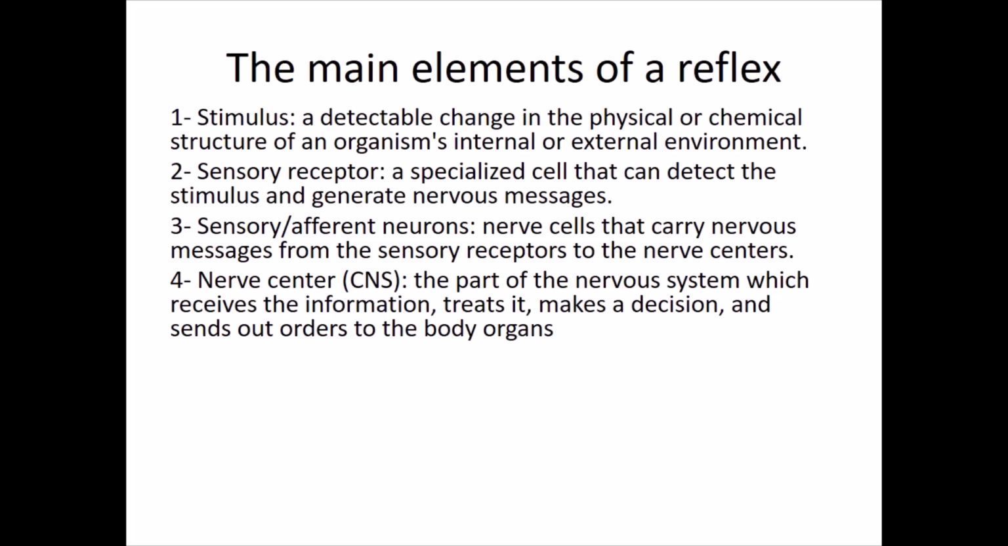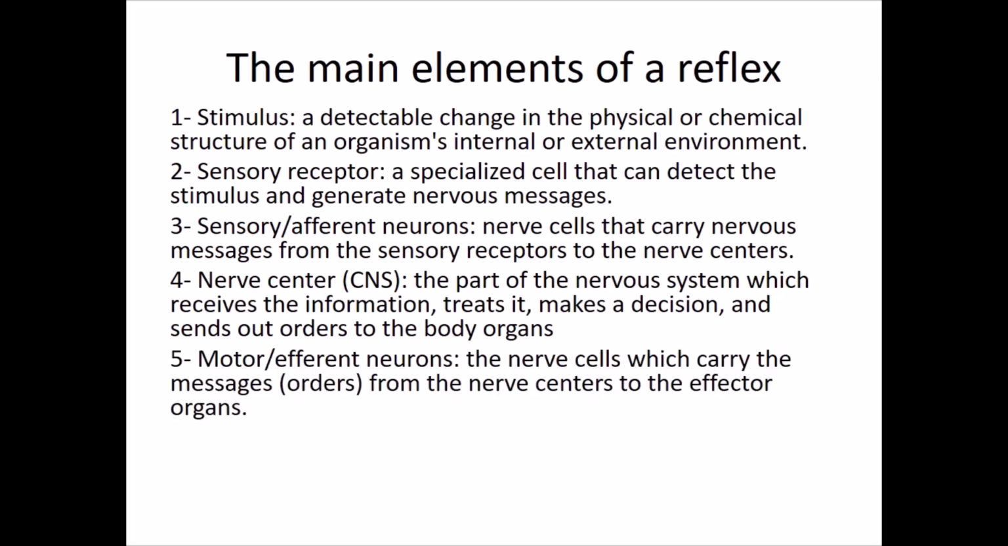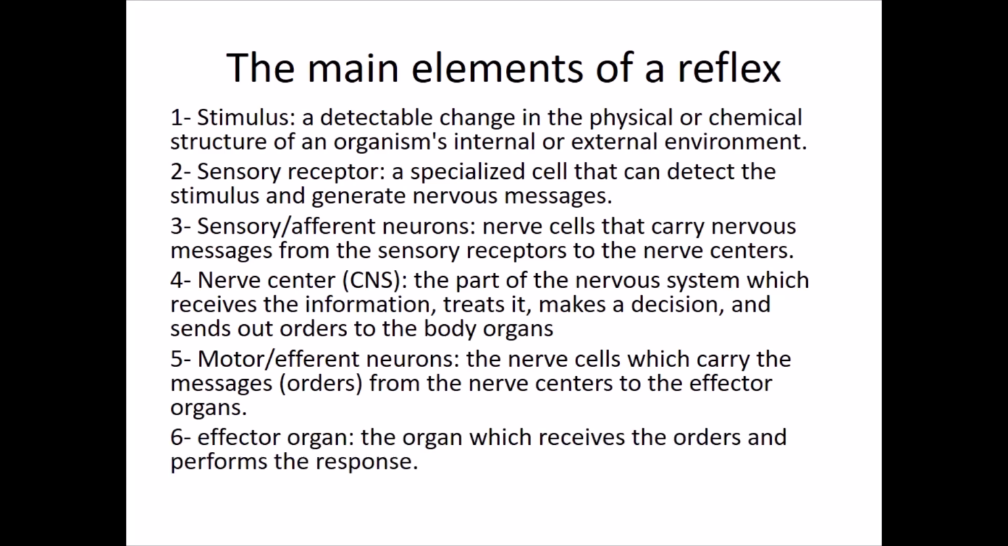These are the parts of the nervous system which receive the information, process it, make a decision, and send out orders to the body organs. To send the orders, we have the motor or efferent neurons, which are the nerve cells which carry the messages or the orders from the nerve centers to the effector organs. And finally, the effector organs are the organs which receive the orders and perform the response. So I would advise you to copy these definitions in your copybook. These are things that you ought to know.